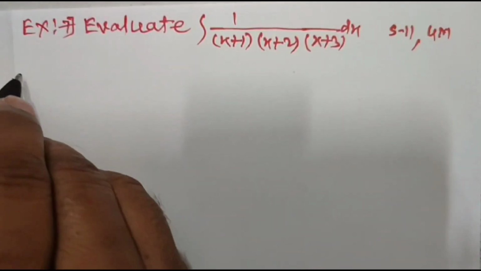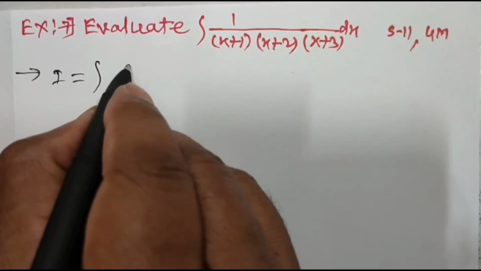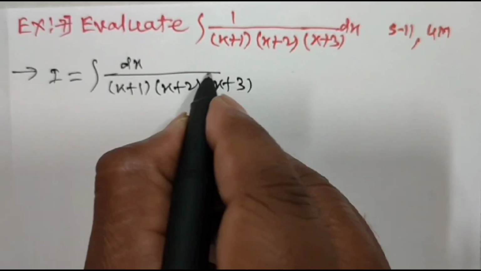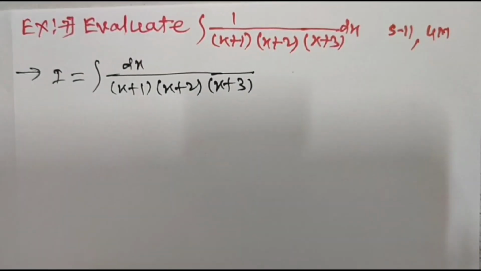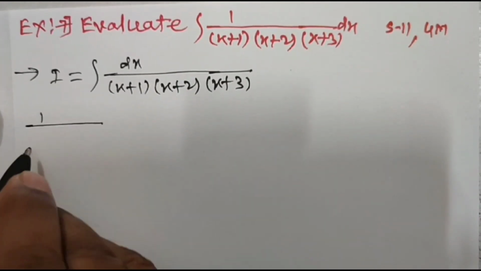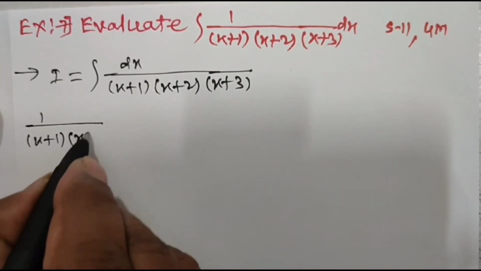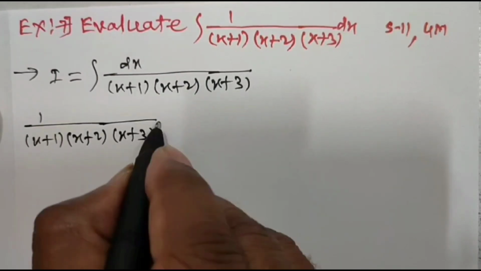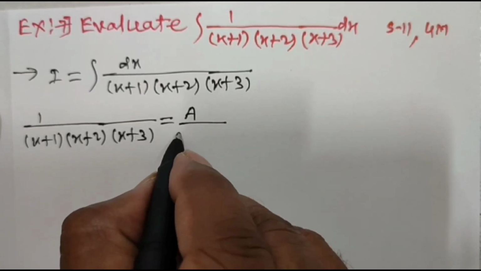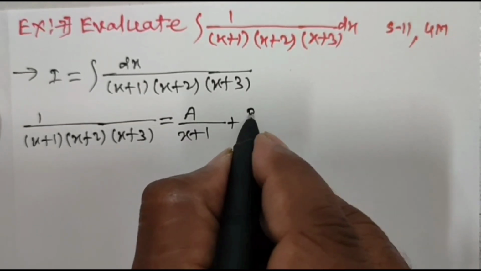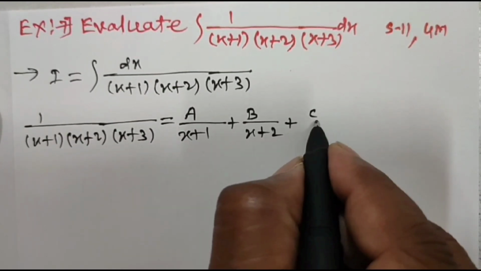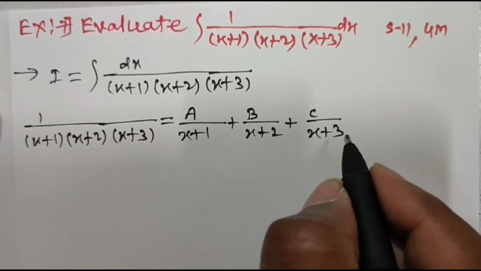So I is equal to the given integral dx divided by x plus 1, x plus 2, x plus 3. This is a proper rational function. We have to find the partial fractions of the integrand. Hence 1 upon x plus 1 into x plus 2 into x plus 3 can be written as arbitrary constant A upon the first linear factor, that is x plus 1, plus arbitrary constant B upon the second linear factor, that is x plus 2, plus arbitrary constant C upon the third linear factor, that is x plus 3.